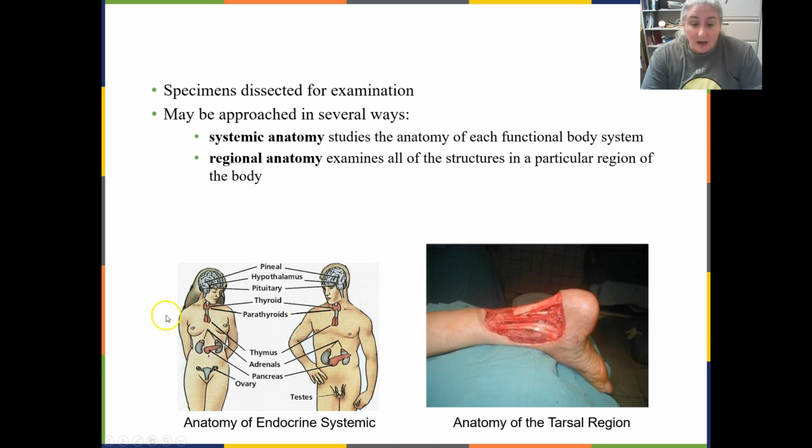And then over here, this is how we study the systemic anatomy of the endocrine system. So we will look at all of the endocrine organs in all regions of the body and then how they function. And most lower level anatomy and physiology classes do systemic anatomy and physiology.